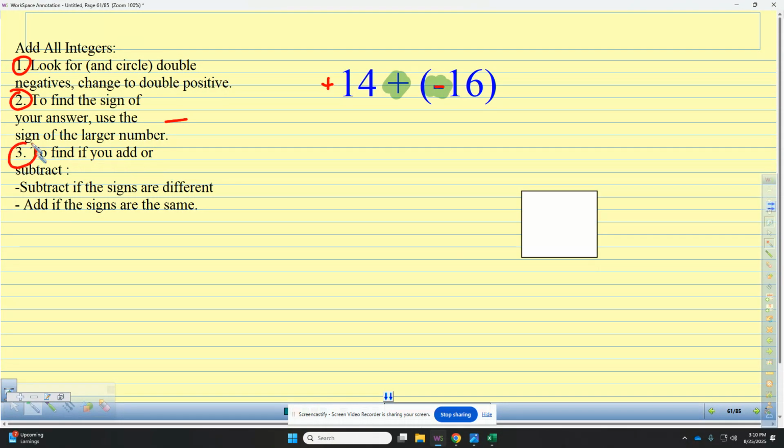And then we go to step 3, to find if you add or subtract, if the signs are different. So we're looking at the positive and the negative here. If they're different, we subtract. If they're the same, we add. Well, I said it's a positive and a negative, so that means they're different, so we subtract. So in our heads or on our paper, we're going to do 16 minus 14. 6 minus 4 is 2. 1 minus 1 is 0. So our digit is 2. Remembering that we had more negatives, we had 16 negatives, that means our answer is a negative 2.